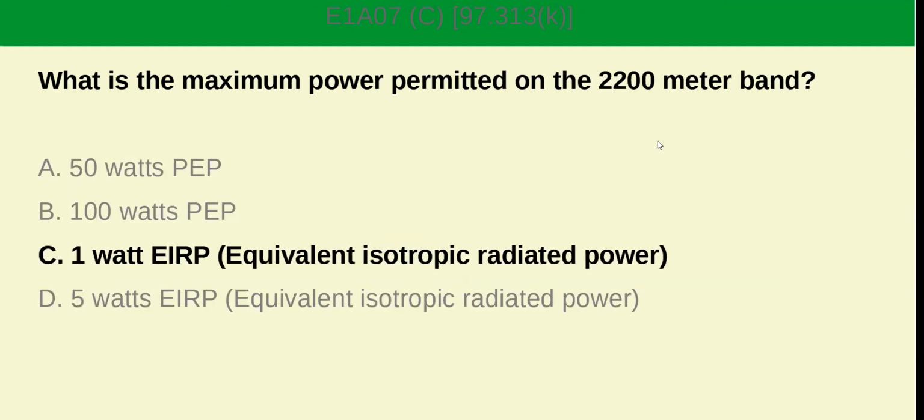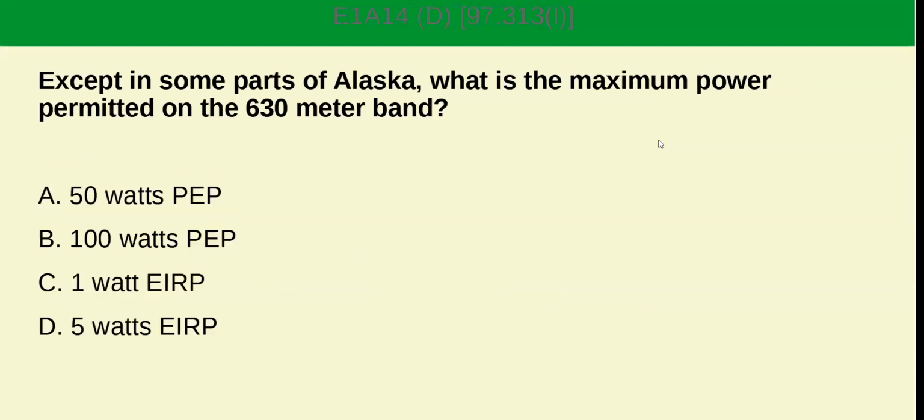Keep going. Okay, so 2200 was 1 watt. And some parts of Alaska. 630 is 1 watt, 5 watts, right? Oh, what? 5 watts. Well, how did that happen? What's going on? Except that's 1 watt, except in some parts of Alaska. Oh, not in Alaska. In other words, not in. It's another one of those where you have to read the question.